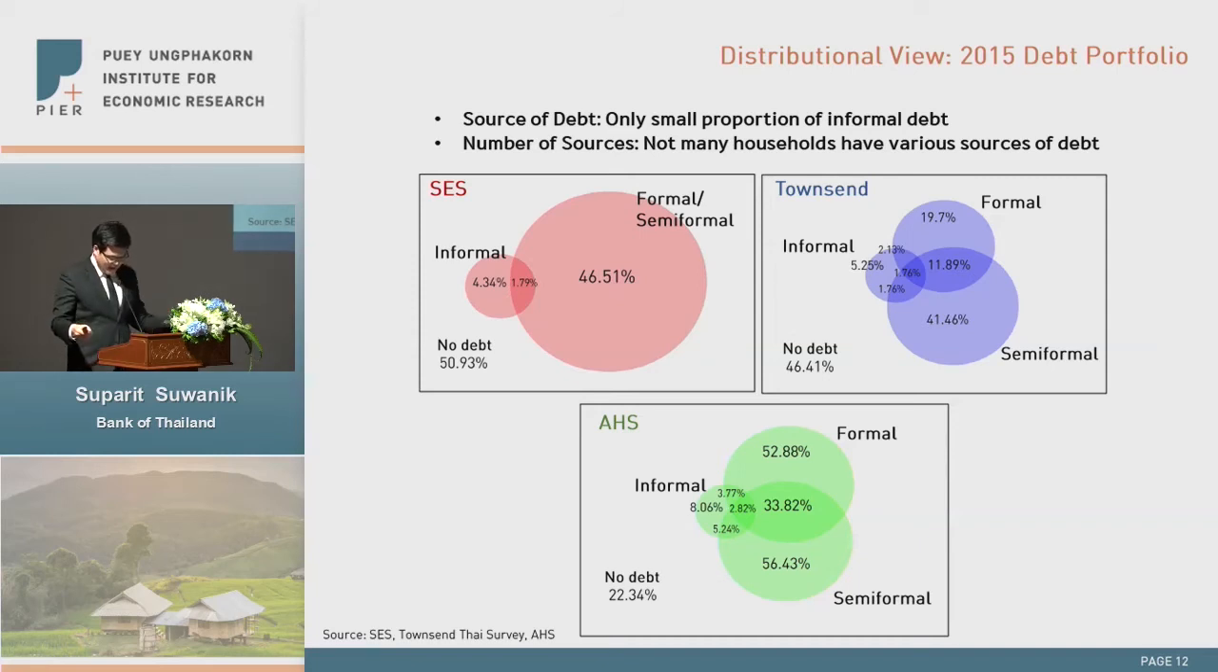And informal debt only ranges around 4 to 8% of the total households across surveys. Another interesting point is the number of sources of debt, which means the number of sectors of debt, not the number of institutions or people that the household borrows from, just the sector. We see that not many households use various sources of debt, which is shown in the intersection area of the circles. So some may now ask, what about an apple-to-apple comparison of the agricultural households? I would say that the proportion is pretty much the same for the agricultural households in the SES and 1,000 as well.